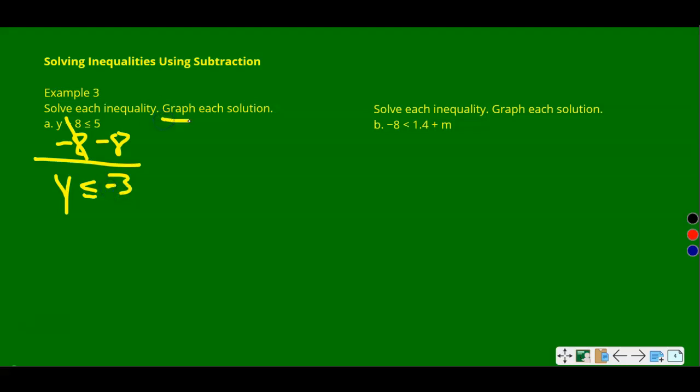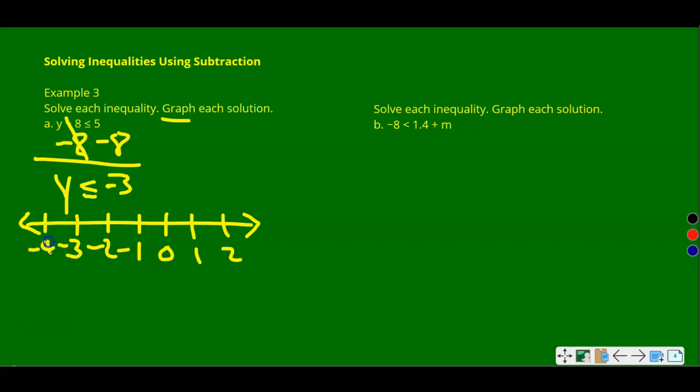Now it says to graph. Remember, with the inequality, you have multiple solutions. And the graph shows all the possible solutions. Less than or equal to negative 3. So I'm going to have a solid circle again on negative 3. Less than means all numbers that are less than negative 3. So negative 4, negative 5, and so on are all less than negative 3. So you're going to shade to the left with an arrow.